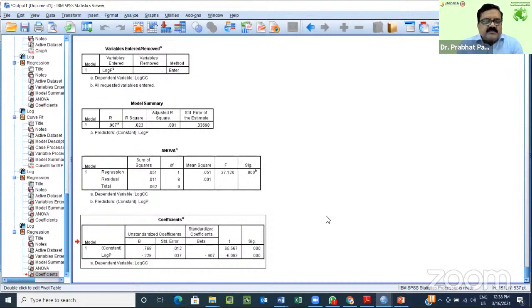Here the interpretation of 0.228 is that if the price is changed by 10%, then the consumption is going to be reduced by 2.28%. If the price is changed by 100%, then the consumption is going to be reduced by 22.8%, because you have taken the logarithmic scale on both sides. So interpretations will be different. When you are using the simple regression, the interpretation will be in terms of absolute quantity.